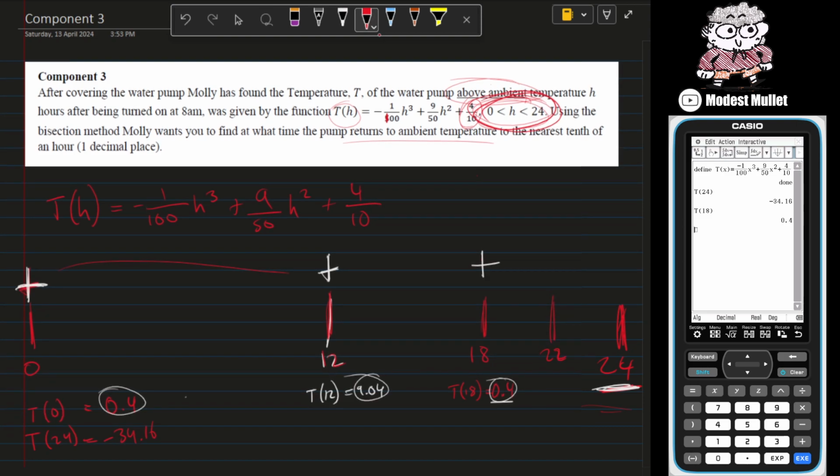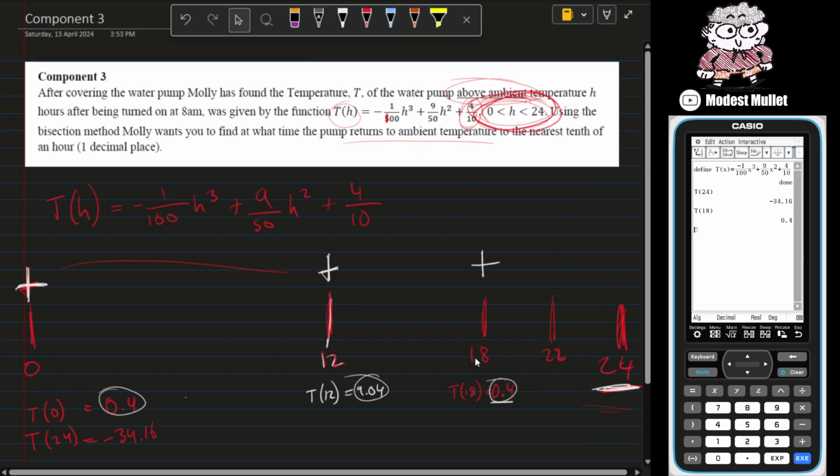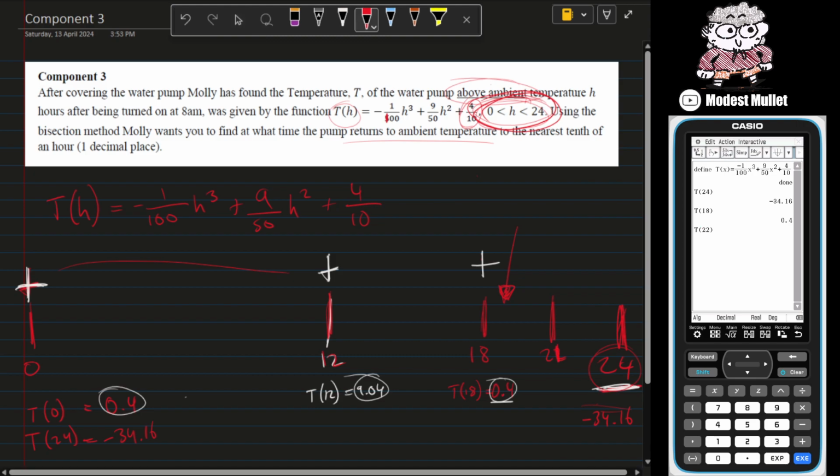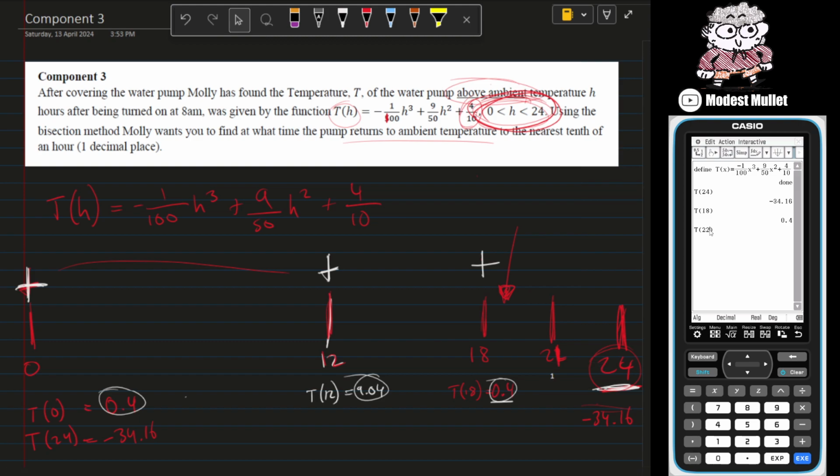So 22, we want to count. And especially seeing t equals 0.4, and down here at t of 24 was negative 34.16, we're likely going to be in here. We're likely going to be really close to the 18, but let's keep doing the bisection method of splitting for now. So let's go t of 22, not 20, should go t of 21 to split, if I can actually do some mental arithmetic.